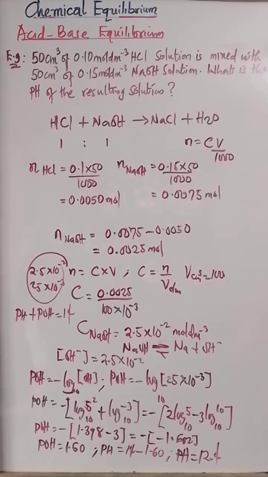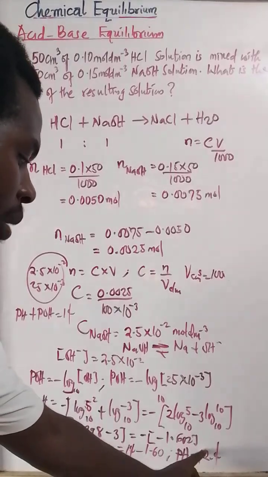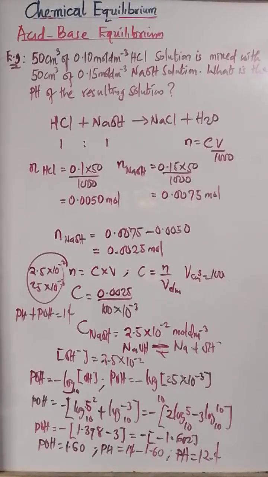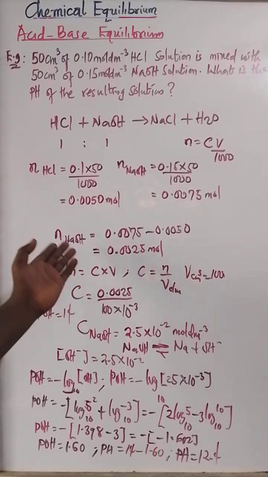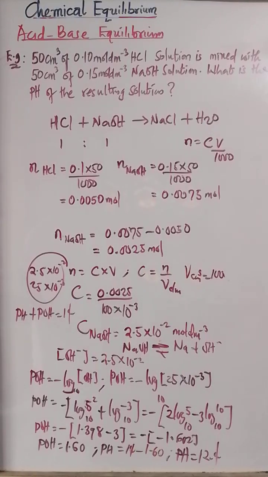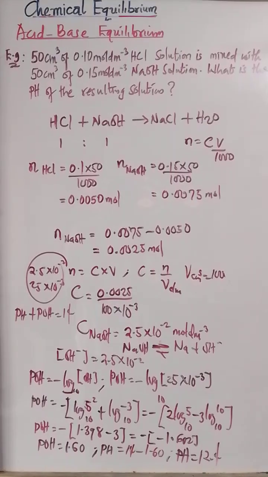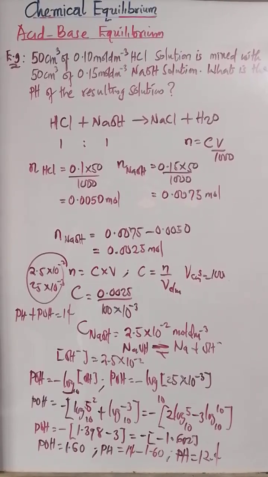And this makes sense. Why? Because the resulting solution is meant to be what? Basic. You should have a pH greater than 7 because we have excess base due to the fact that what? The amount of the acid is limited, the limiting reagent. This is where we are going to end the class.